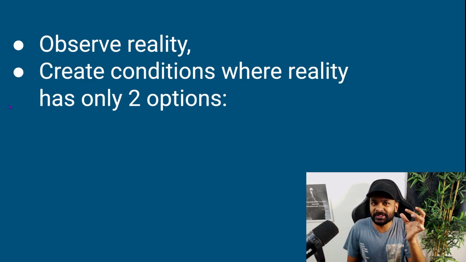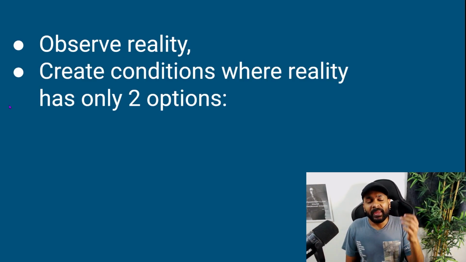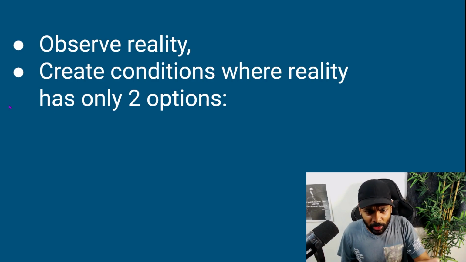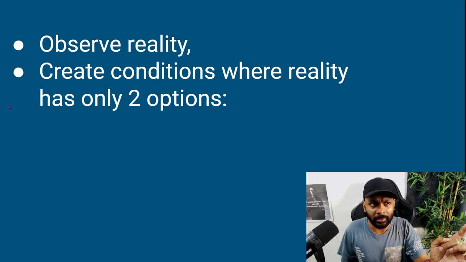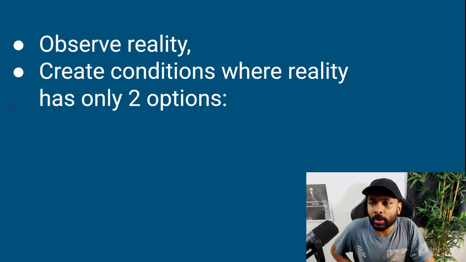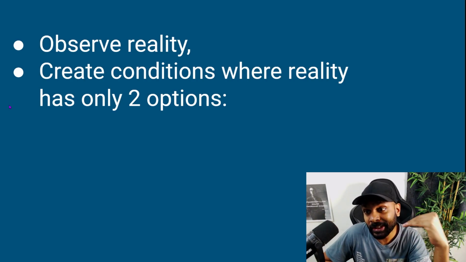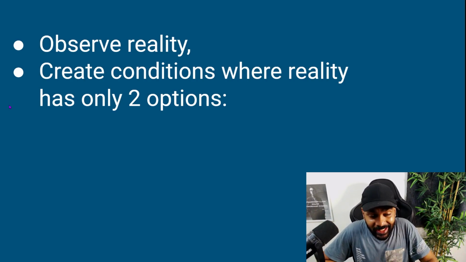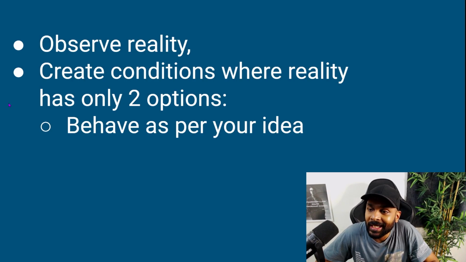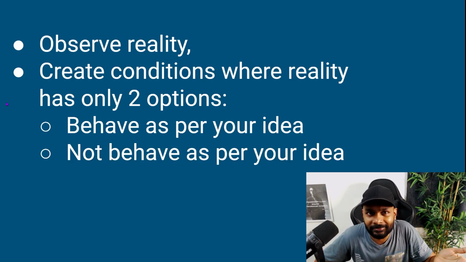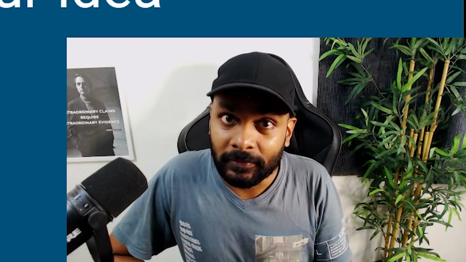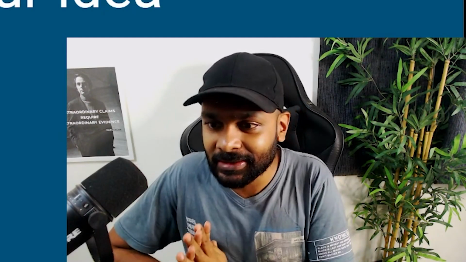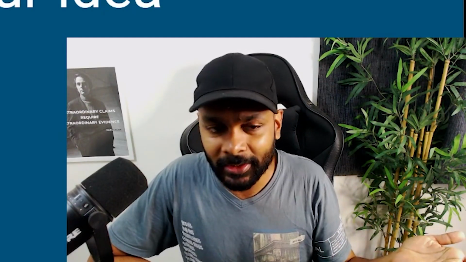Sometimes simply observing is not enough. Maybe reality never comes to a point where your idea is observable. So what you have to do is manually create a condition where reality has only two options. It either has to behave as per your idea or it doesn't behave as per your idea. And that allows you to observe whether your idea is true. I'll come to details regarding that, but I hope this is clear.